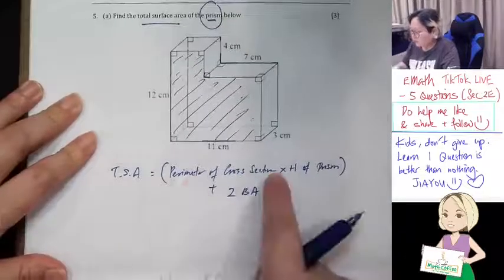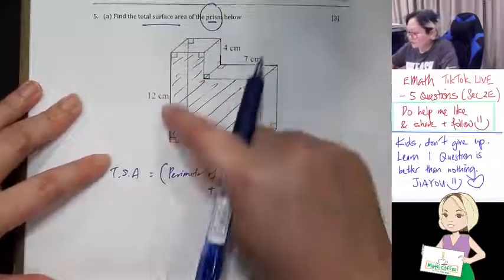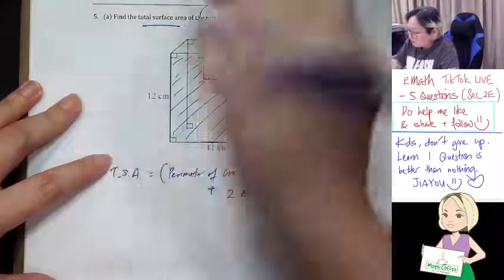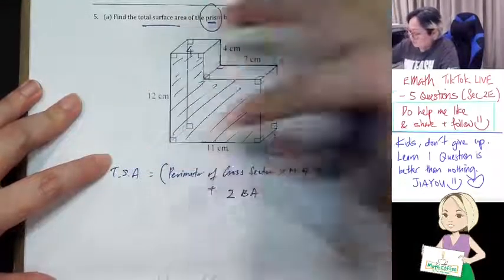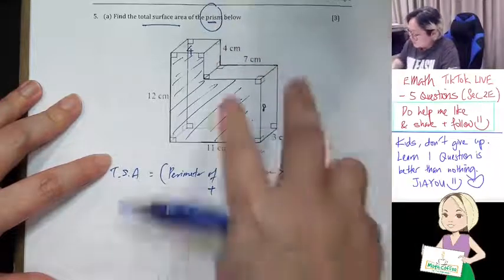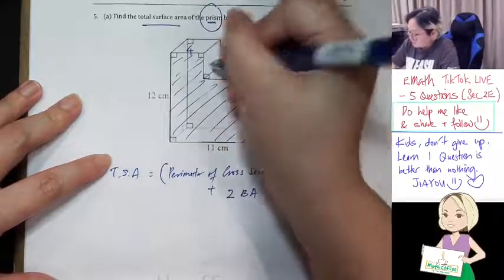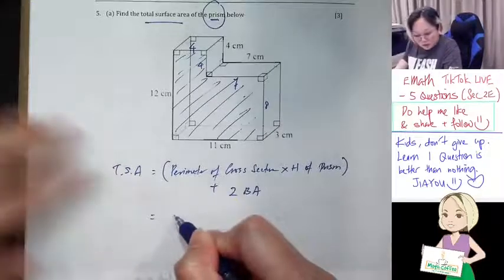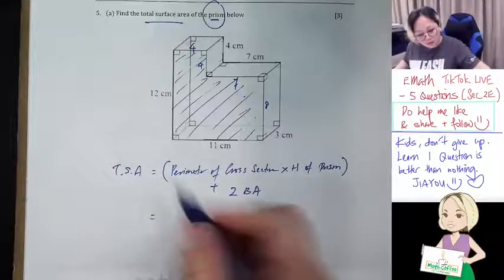So perimeter of cross-section. See here, I have 12. What is this? This one is 11 minus 7, so this is 4. This is 12 minus 4, so this is 8. This is 7. This is 4. So I'm going to just do, wait, let me see my working.